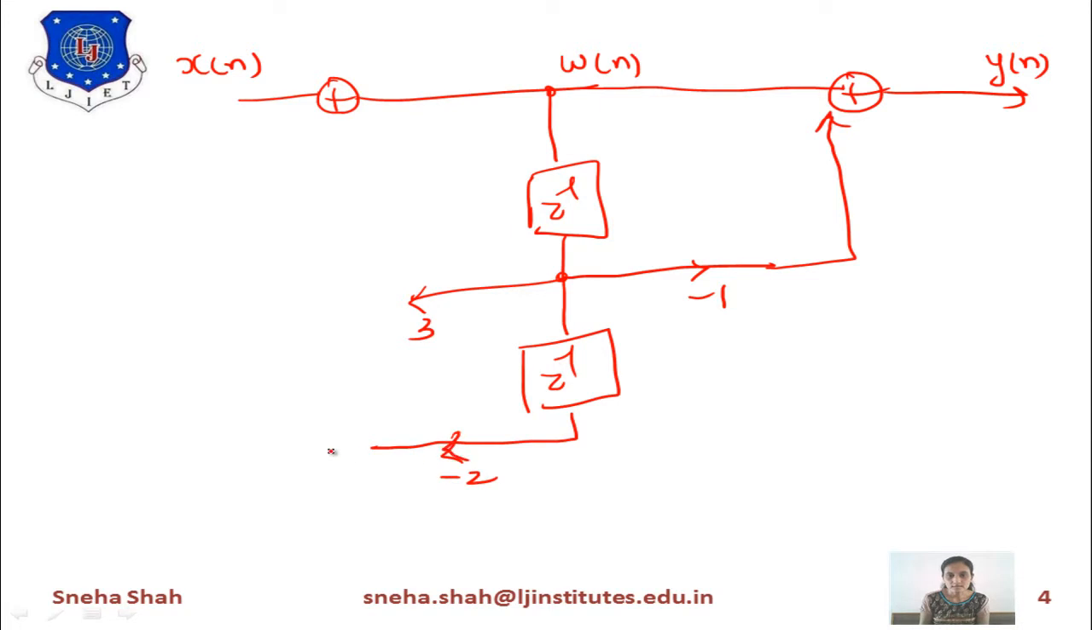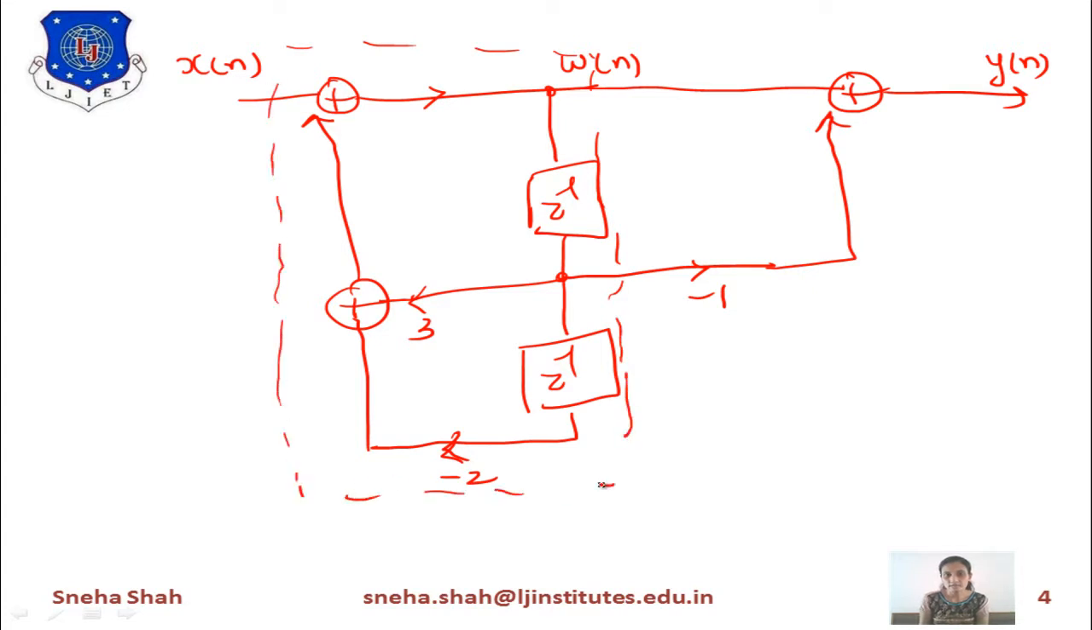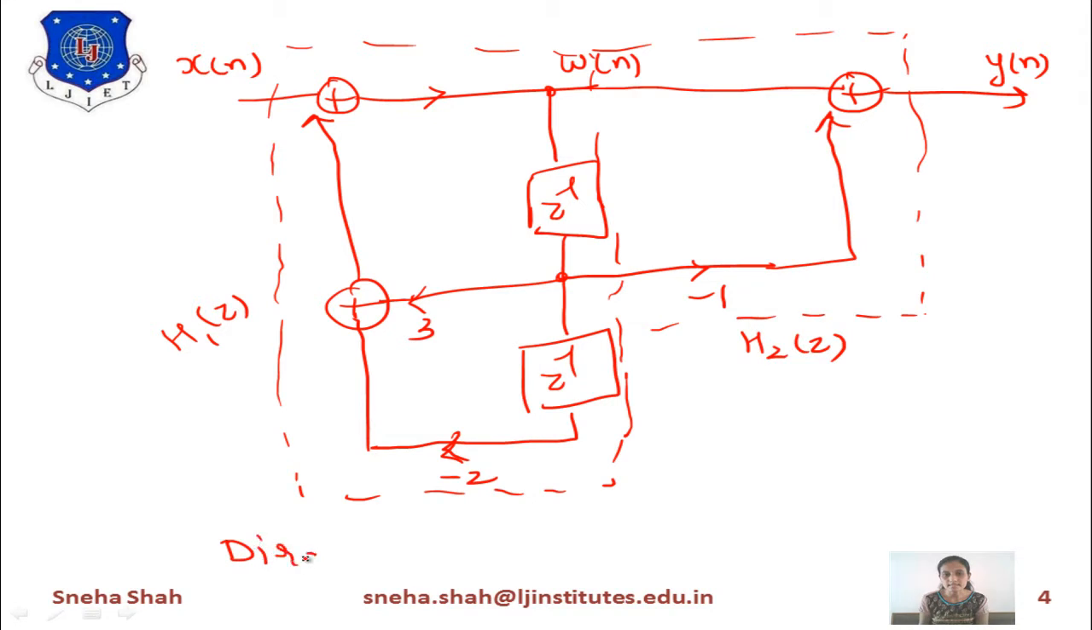Now these 2 terms get added, and it will be added with this, it will give you the output as w of n. So this first part is the denominator, but for the direct form 2 structure it will be represented as h1 of z, and the second part is the numerator, but it will be represented as h2 of z for this direct form 2 structure. So this way we can draw the direct form 2 structure by using the shortcut method.